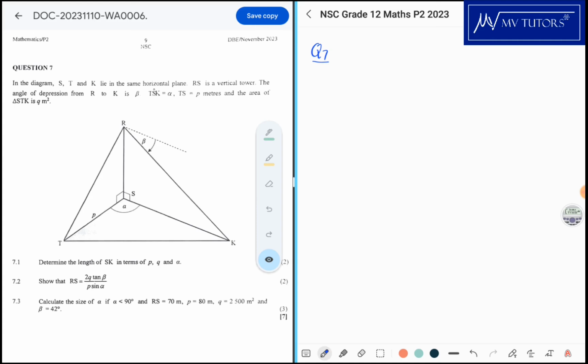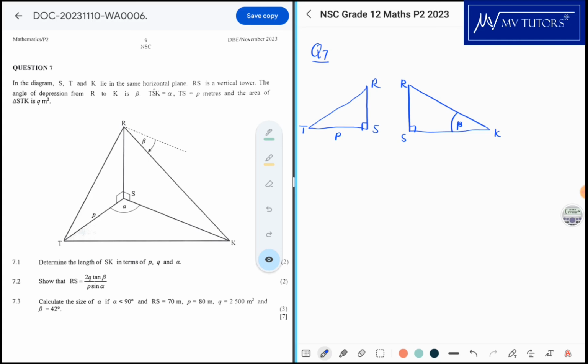Alright, so the way I normally do question 7 is I separate the triangles to see what I know and what I don't know. Let's start with triangle R, S, and T. We know that ST is P. And RS, we don't know anything about it, so that's fine. Then the next triangle is also R, S, and then K. They told us the angle of depression there, which is beta. I think that's all we know.